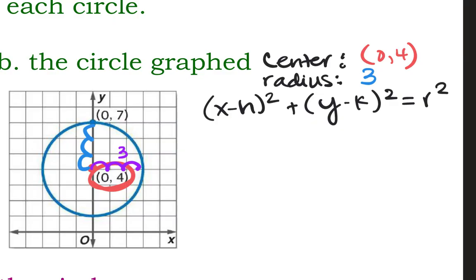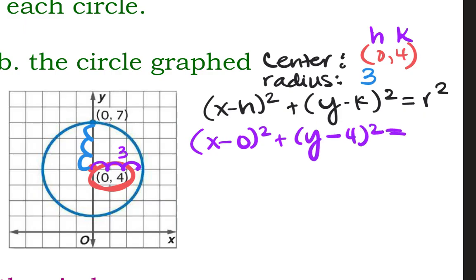What should the inside of the first parentheses read? I should have x minus... Reminder, this is your h and this is your k. So what's going to be my h? 0 squared, and then y minus 4 squared equals 3 squared.